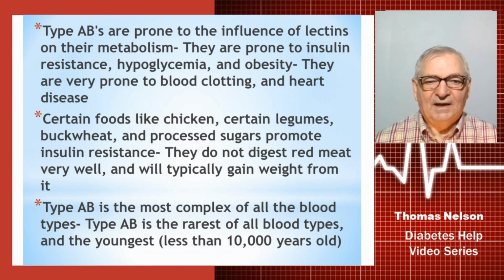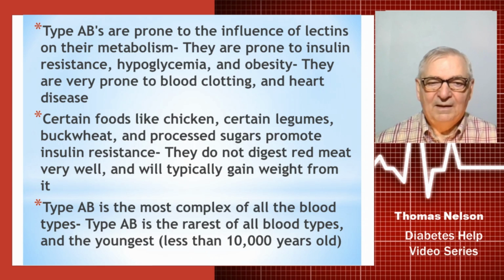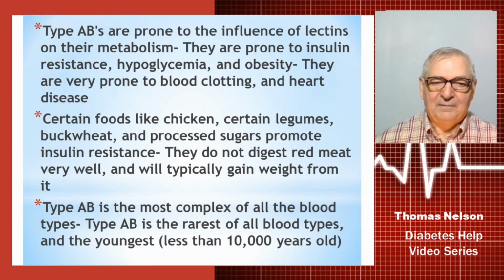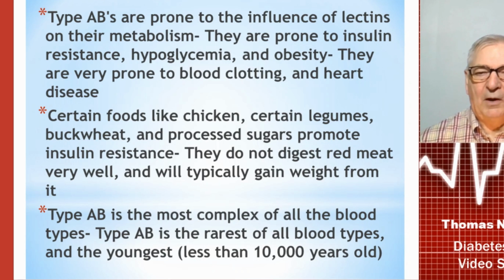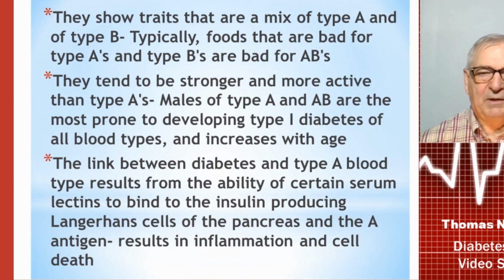There are certain foods like chicken, certain legumes and buckwheat, and processed sugars that promote insulin resistance in ABs. They do not digest meat very well at all, especially red meat, and they will typically gain weight from it if they do eat it. Type AB is the most complex of all the blood types. In fact, it's the youngest. It's only been around about 10,000 years. And it's also a very small group compared to all of the other blood types.